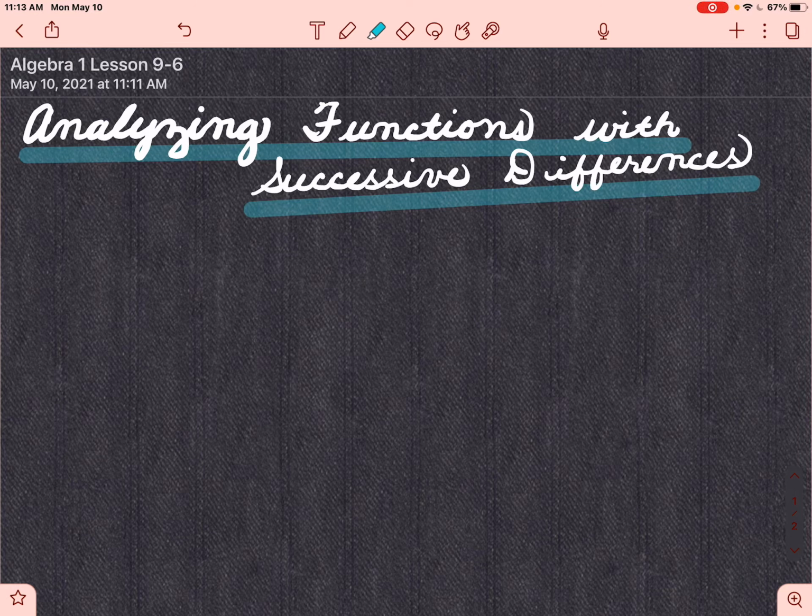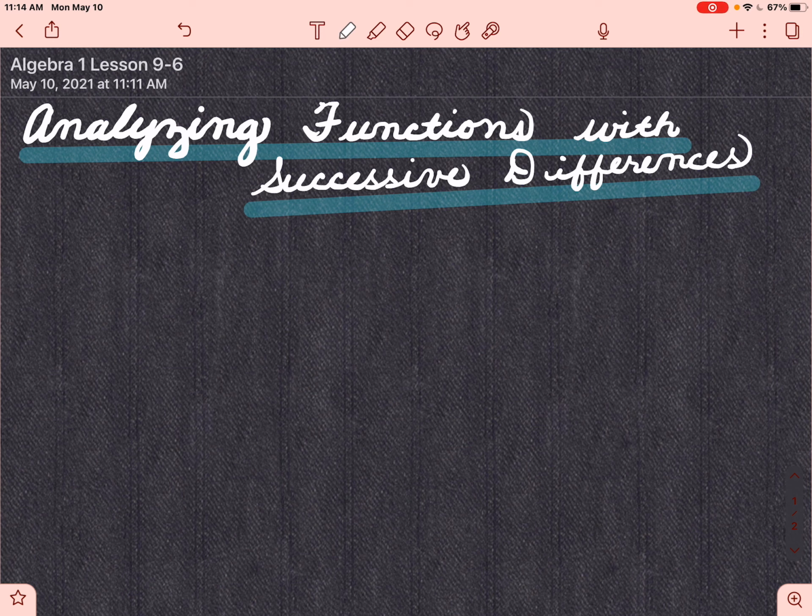Hi guys, this is lesson 9.6. It's called Analyzing Functions with Successive Differences. So those are big words for something that actually turns out to be pretty simple. But this does tie a lot of our previous lessons together, and so you're going to have to think about things that you've learned in the past.